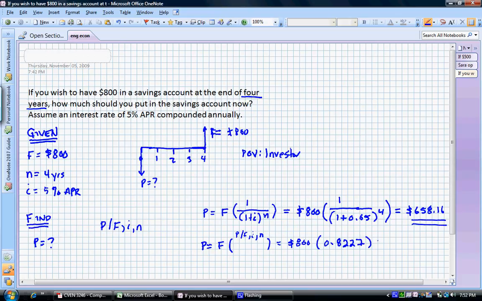0.8227, and that's going to give us the same number, $658.16. Okay, I rounded a little bit there for you, but you can see you're going to get the same number, and that's just a great way to check your problem to make sure that you did it right. Now remember, checking this way is not going to show you that you've done the problem correctly if you chose the wrong factor, but it will show you if you've done something wrong perhaps with your math using the formula. So it can be a good check.